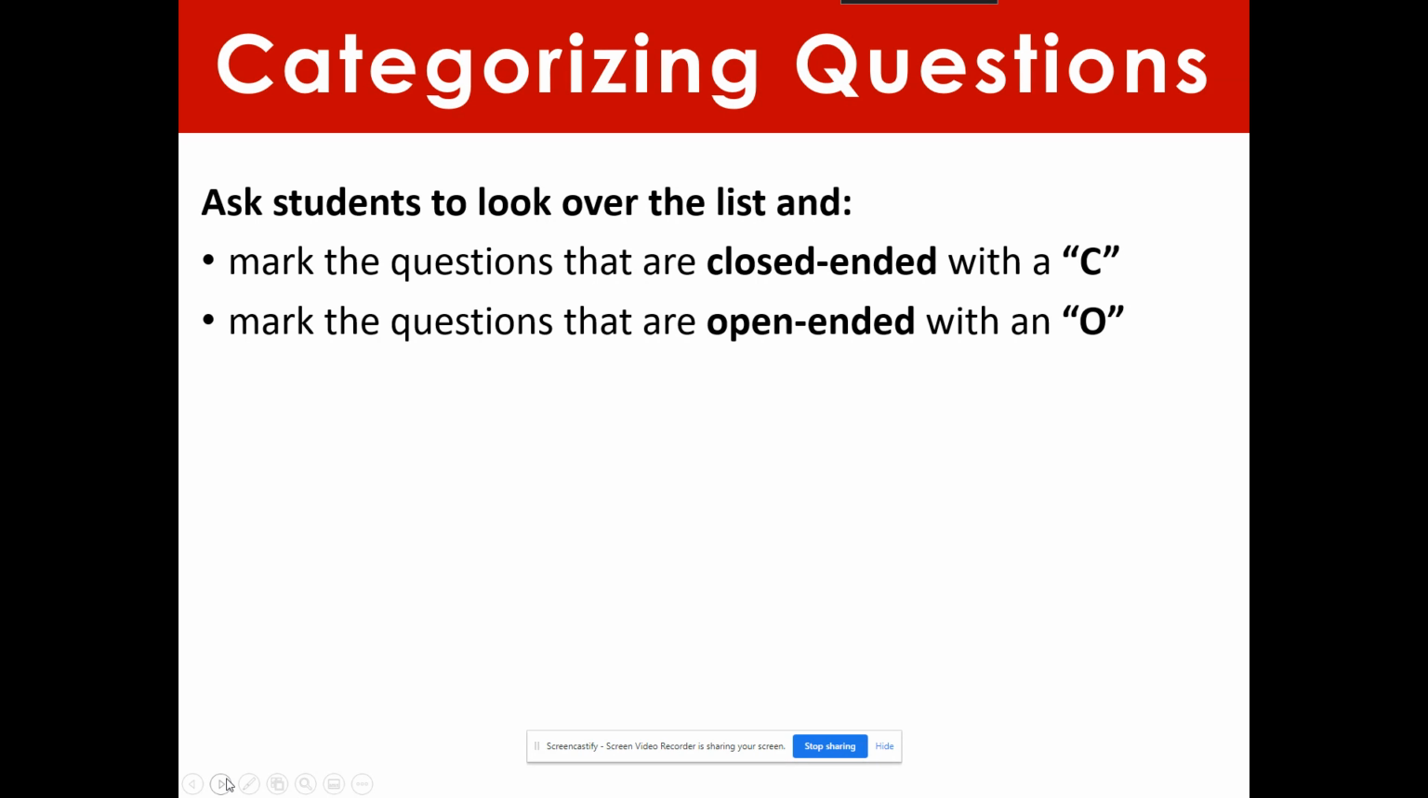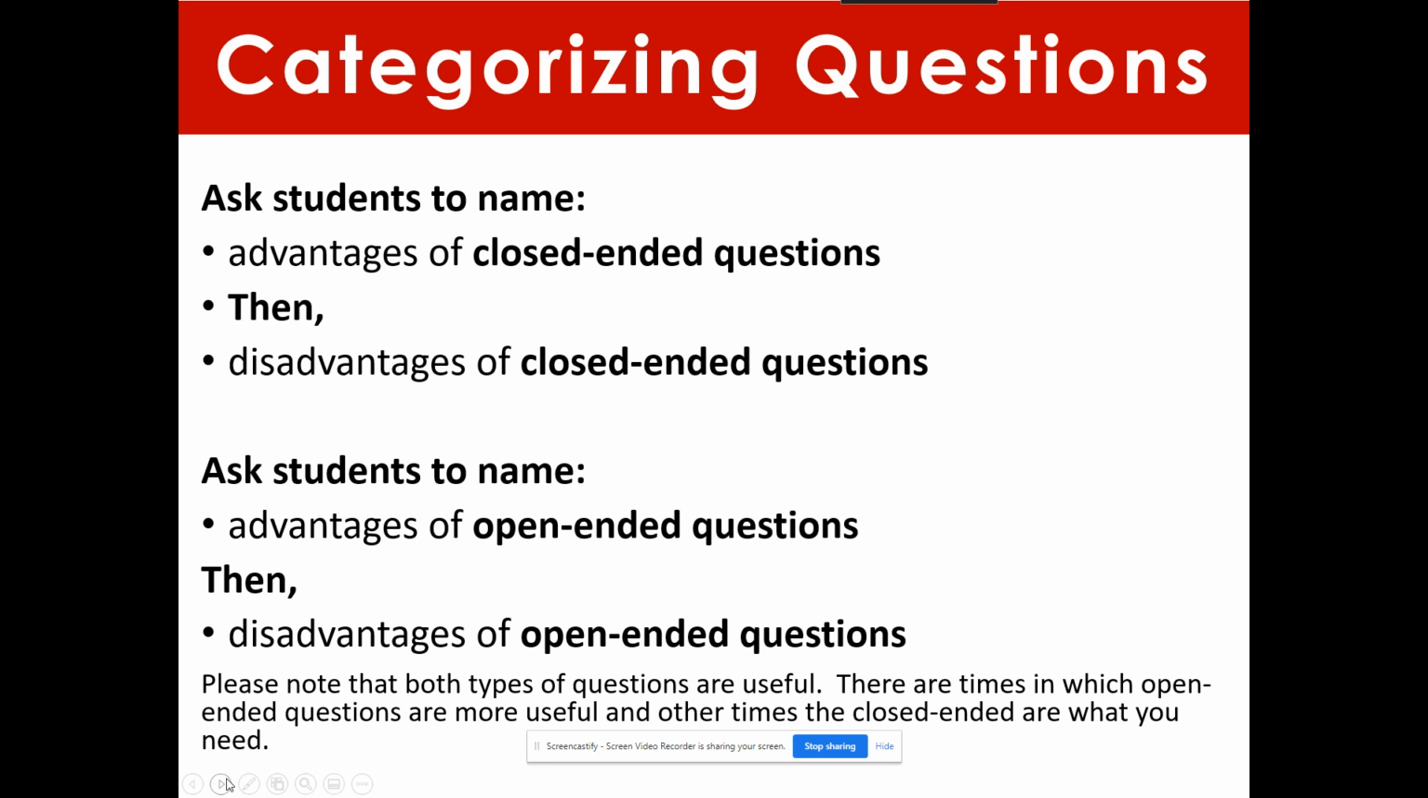You need to ask students to look over their list once they've developed the questions and mark the questions that are closed-ended with a C and mark the questions that are open-ended with an O. And then you would ask students to name advantages of closed-ended questions and disadvantages of closed-ended questions, and then go through the same process with open-ended questions. What are the advantages of open-ended questions and the disadvantages of open-ended questions?